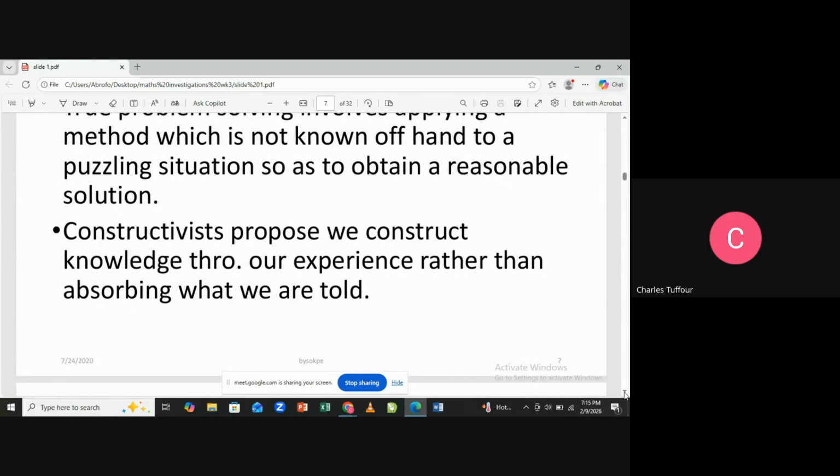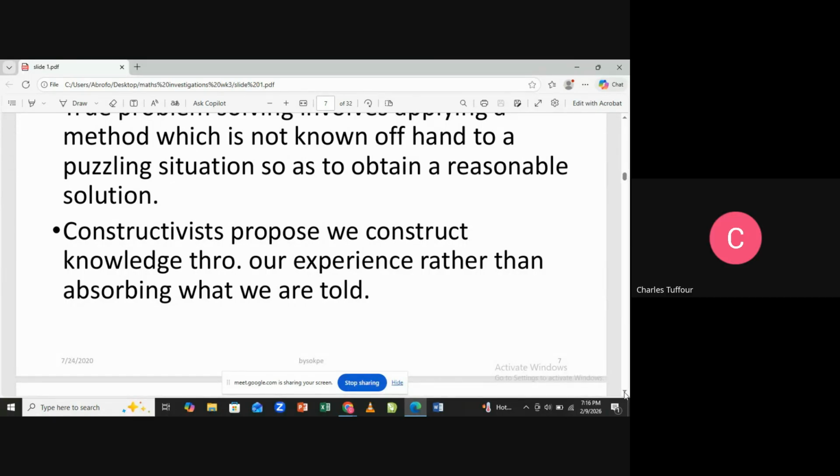Now, when they ask you which school of thought underpins problem solving in mathematics, or which theory agrees with problem solving in mathematics, we call it constructivism theory. They believe that human beings can construct their own knowledge by using their experience to exploit their own environment.